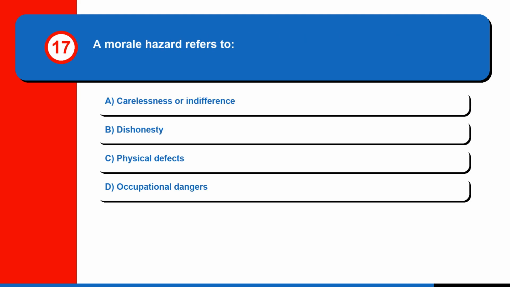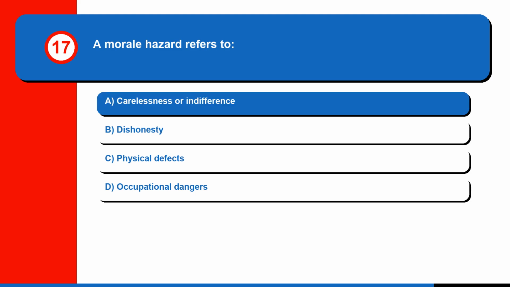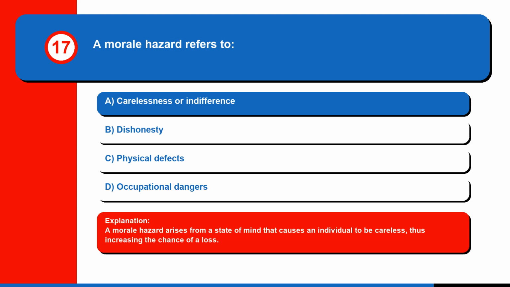Question 17. A morale hazard refers to A. Carelessness or indifference. B. Dishonesty. C. Physical defects. Or D. Occupational dangers. The correct answer is A. Carelessness or indifference. A morale hazard arises from a state of mind that causes an individual to be careless, thus increasing the chance of a loss.